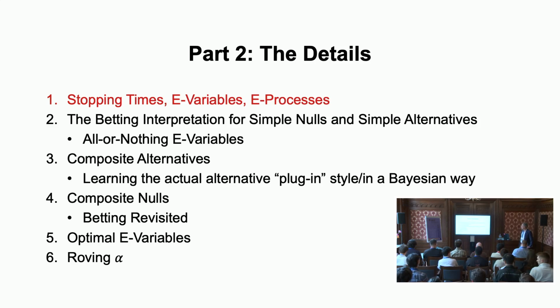And then I'm going to talk about something I've already alluded to informally: what do we mean by when is an E-variable good? Like I said, intuitively you wanted to grow under the alternative, but how can we formalize that? And then I'm going to talk about this idea of changing alpha after you've seen the data and why it's so important.